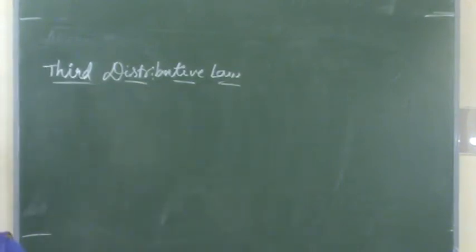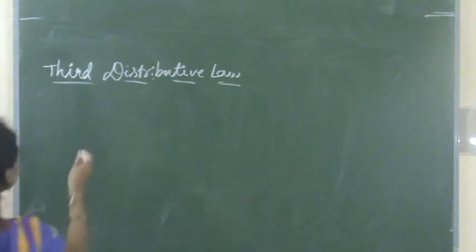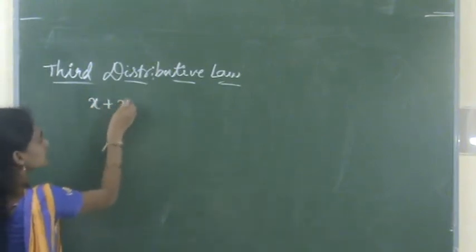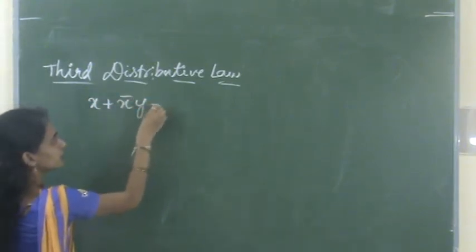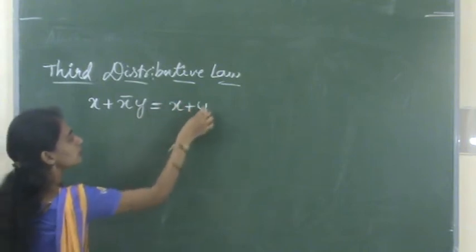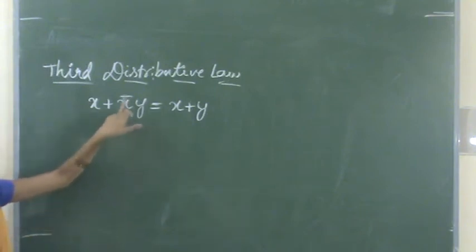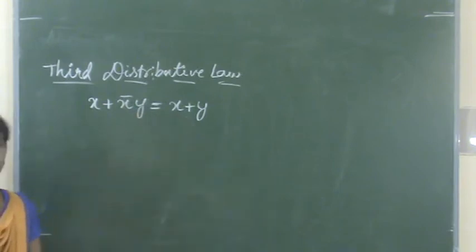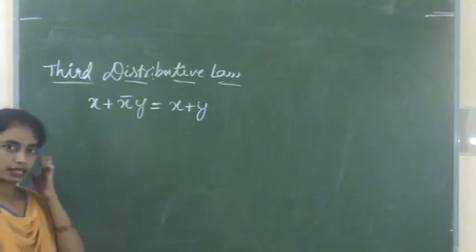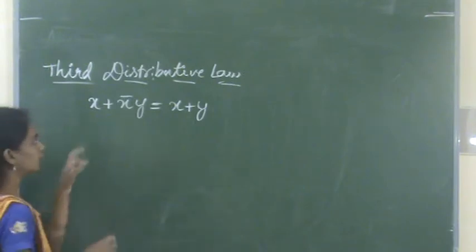So this third distributive law states that x plus x bar y is equal to x plus y. Okay. So the third distributive law, we can call it Adler law, states that x plus x bar y is equal to x plus y. Okay. So let me see how to draw the circuit diagram or logical diagram for this.